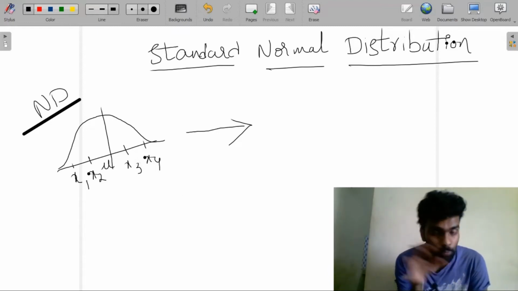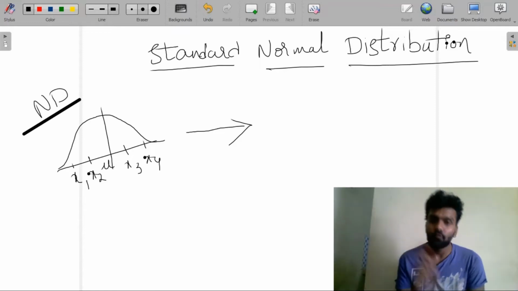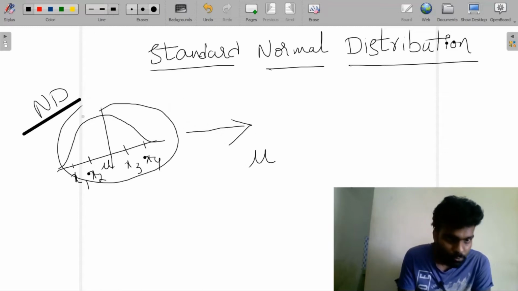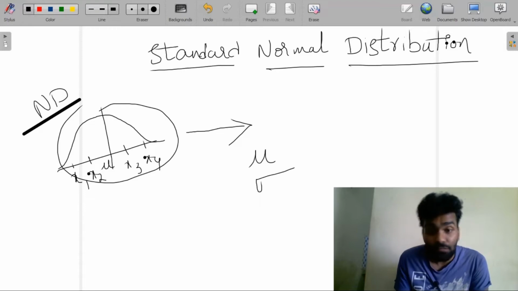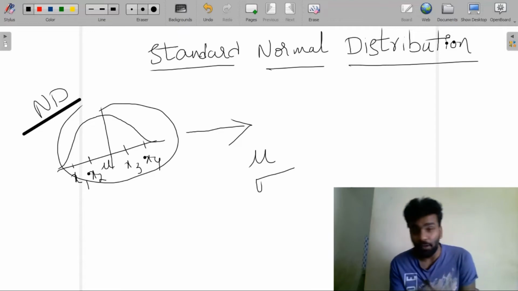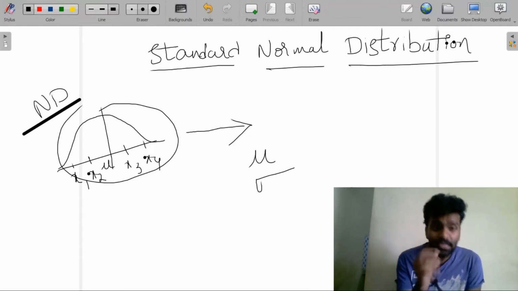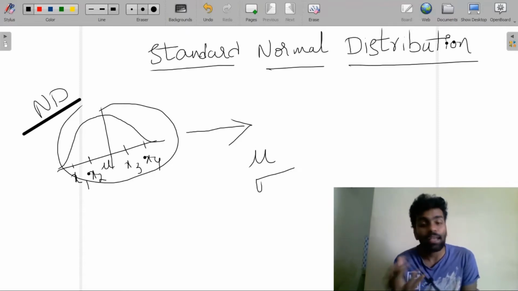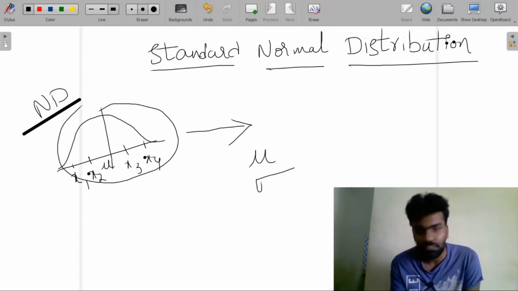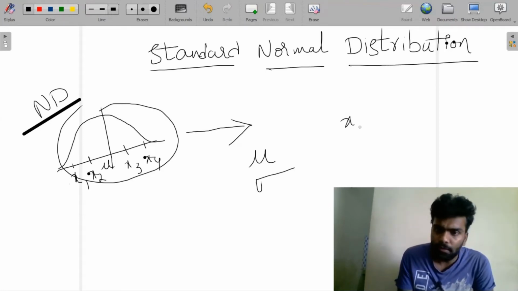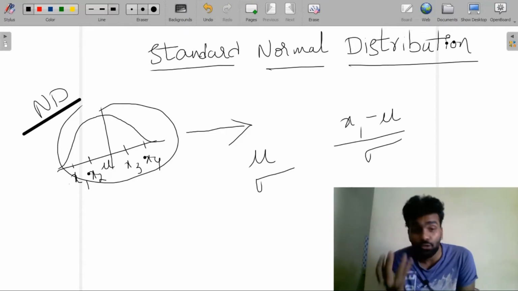Now to standardize this normal distribution, to make it a standard normal distribution, first we should find the mean of this distribution. After that we should find the standard deviation, sigma. We already know how to find the mean and standard deviation. After finding them, for each and every point we subtract the mean and divide by the standard deviation. For example, let's take x1: x1 minus mu divided by sigma. This is how we standardize the data.